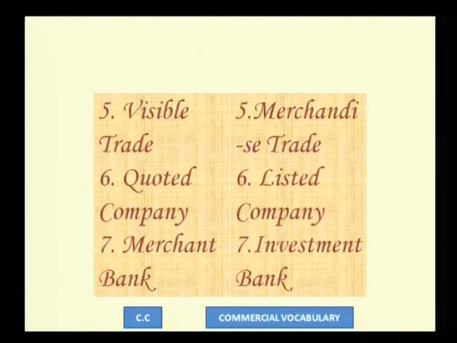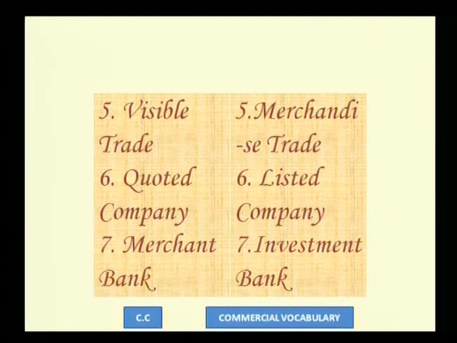The next term is visible trade, which is called merchandise trade in American language. It is the exchange of physically tangible goods among countries. The next is quoted company, which in American English is called listed company. It is a company whose shares can be bought or sold on the stock exchange.